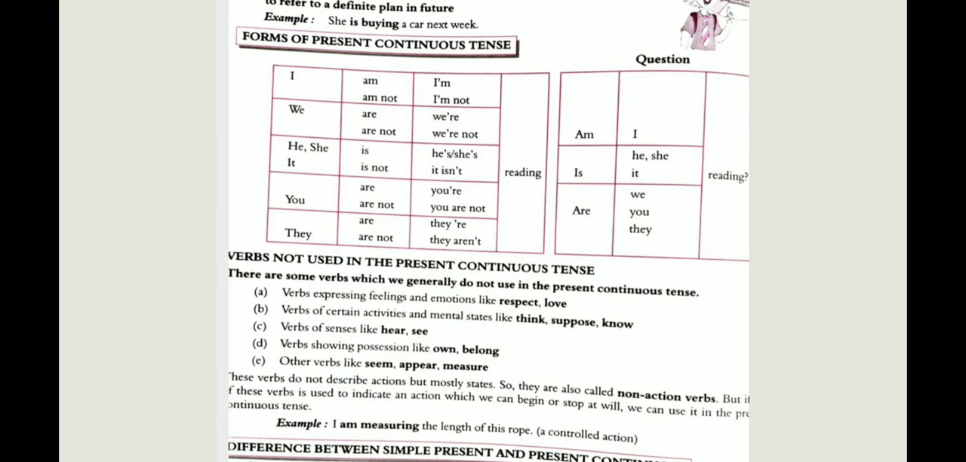These verbs do not describe action but mostly states, so they are also called non-action verbs. But if any of these verbs is used to indicate an action which we can begin or stop at will, we can use it in the present continuous tense. Example: I am measuring the length of this rope. A controlled action. We use this when it is a controlled action.